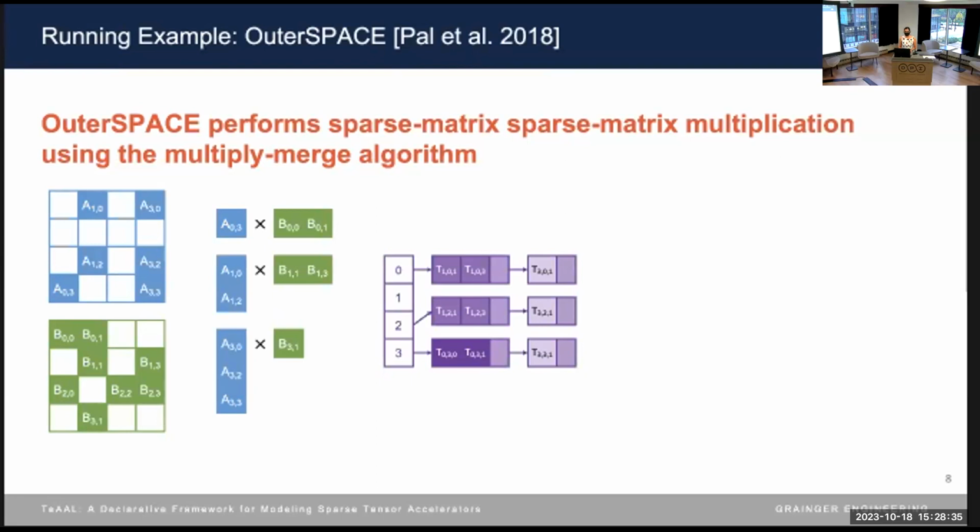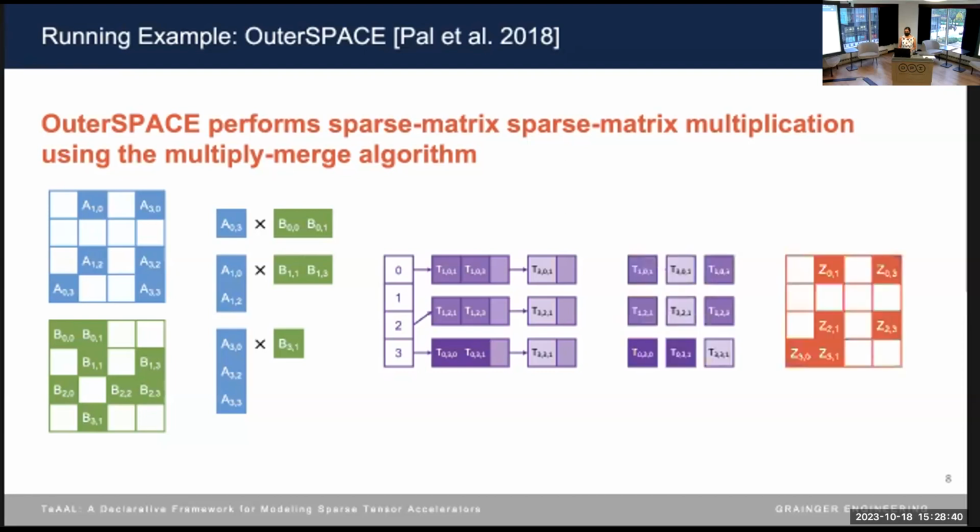OuterSPACE reduces these partial products together by first sorting them, and then adding together the elements that contribute to the same element in the final output. This was all very complicated. Let's try to break it down using the abstractions TeAAL proposes for simplifying the design of an accelerator.